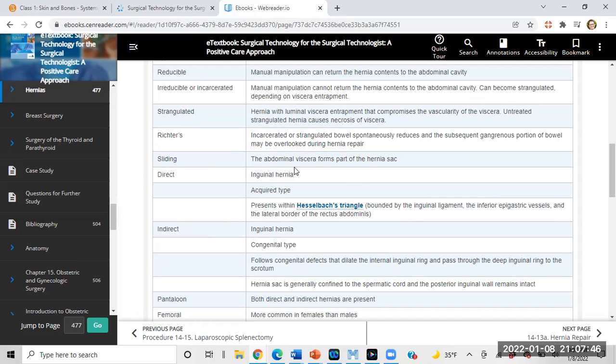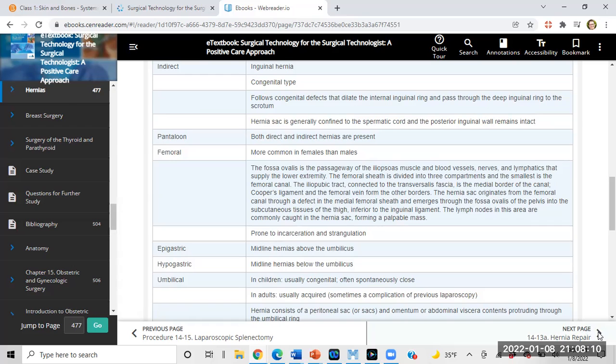And then there's different types, like we said, the inguinal, acquired. In the Hesselbach's triangle, this is bound by the inguinal ligament. You just want to be familiar with where that is: the lateral border of the rectus abdominis, inferior epigastric vessels, and the inguinal ligament.